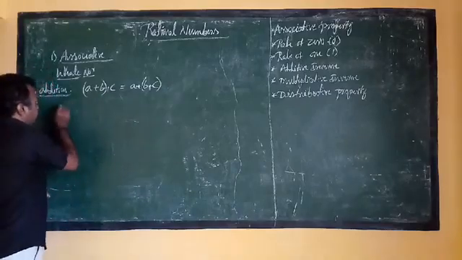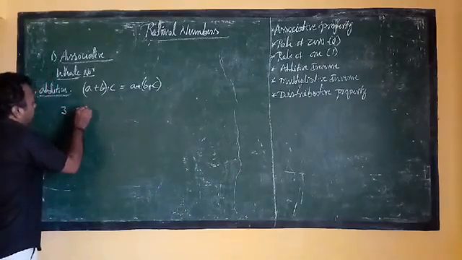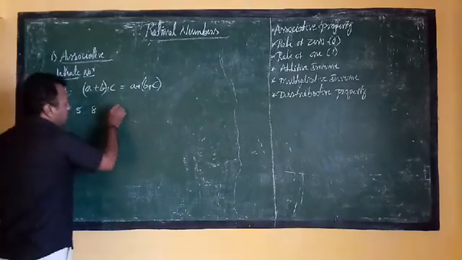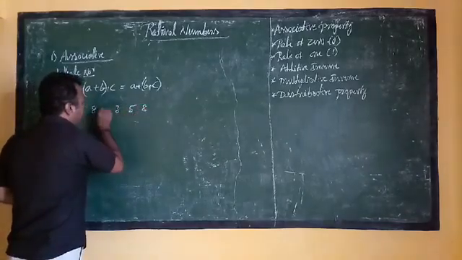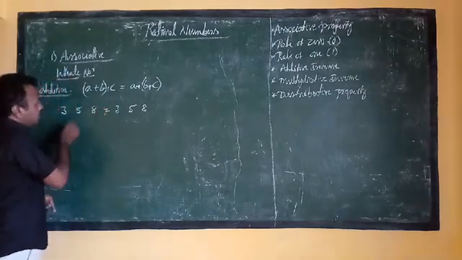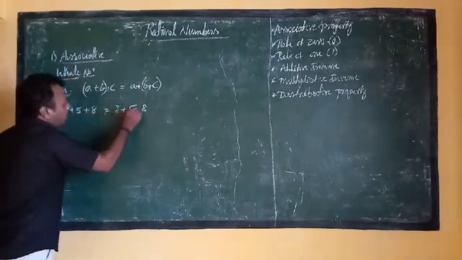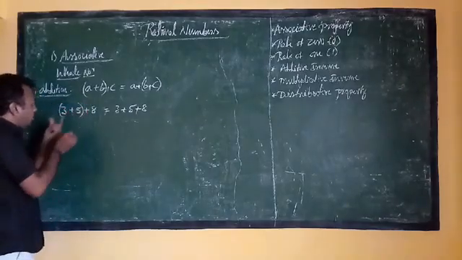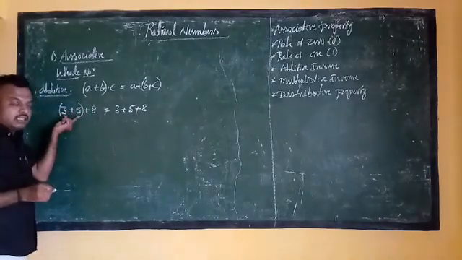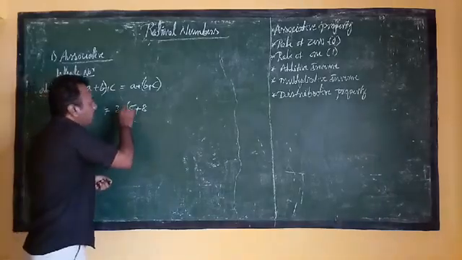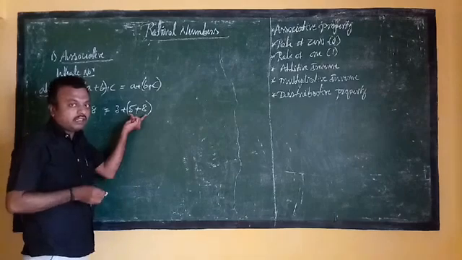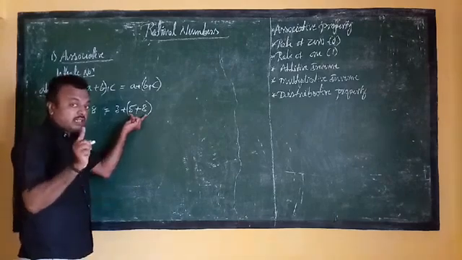See students, for example 3, 5 and 8, these three are whole numbers. I will do the addition. Firstly, I will add the first two whole numbers on the LHS side. Next, on the RHS side, I will add the last two whole numbers. Then the result remains the same.